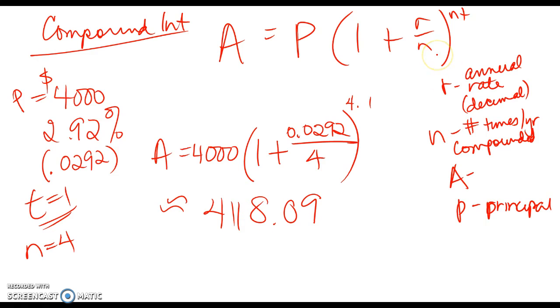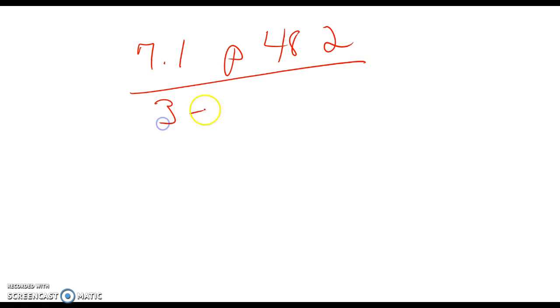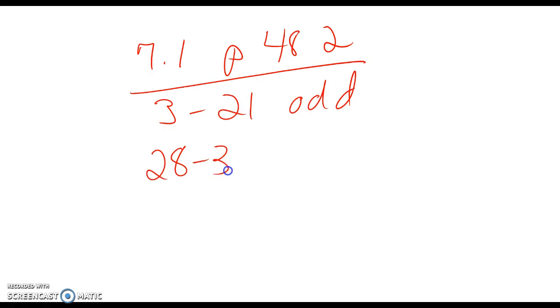So this will be an equation that we'll want to be pretty good at using. The homework I want you to do is 7.1, page 482. It's 3 through 21, odd, and then 28 through 30, all. Take a look at these. Now, our next section will be exponential decay, which will follow along a lot of the same things here, but it'll be decay instead.